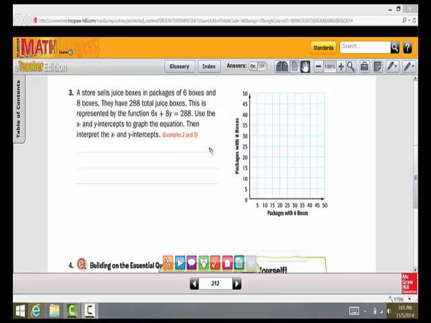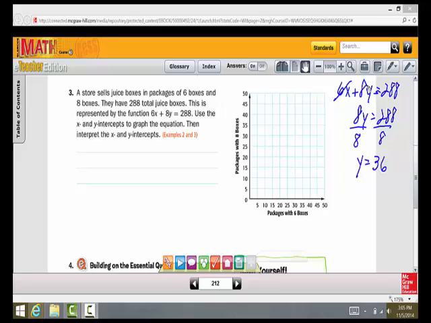So we're going to set up 2 equations to start this out. First of all, we're going to say 6x plus 8y equals 288. If we make x 0, this will 0 out, and we will have 8y equals 288. And of course we're going to divide both sides by 8. 8 divided by 8 would be 1y equals 288 divided by 8 is 36.